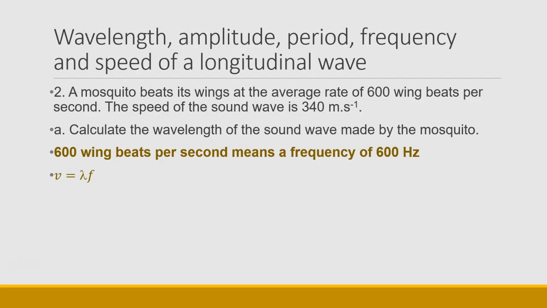So we're looking for a formula that includes the speed, the wavelength, and the frequency of a wave. In this case, we were asked to work out the wavelength. So I've rearranged my formula as wavelength is equal to speed divided by frequency, which is 340 divided by 600. So the wavelength would be 0.57 meters.